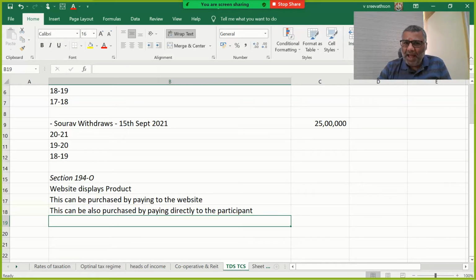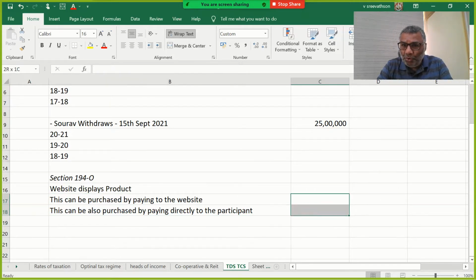Please understand, websites sell products or display products. They do both. What is the difference? Selling a product means you pay the money to the website. Like Amazon, we pay the money to Amazon, and Amazon in turn pays the supplier. There are some web portals which display the products. Using Razorpay or various credit card facilities, you can pay directly to the participant, but the transaction is routed through the website.